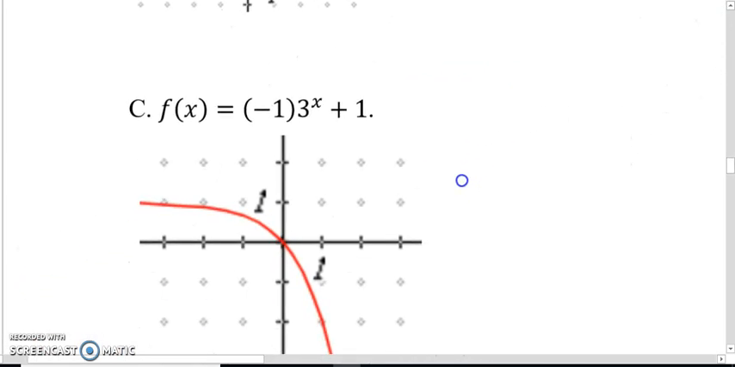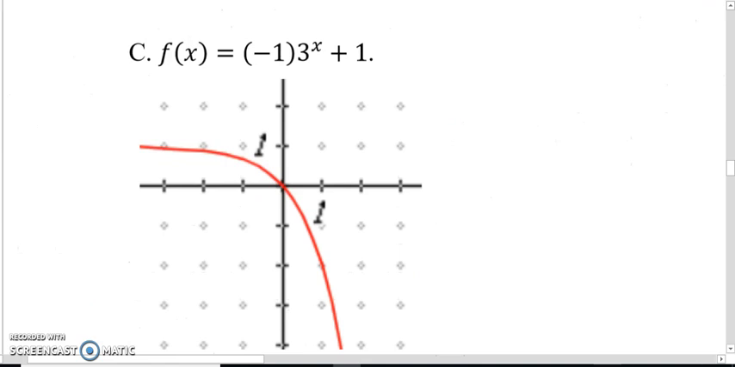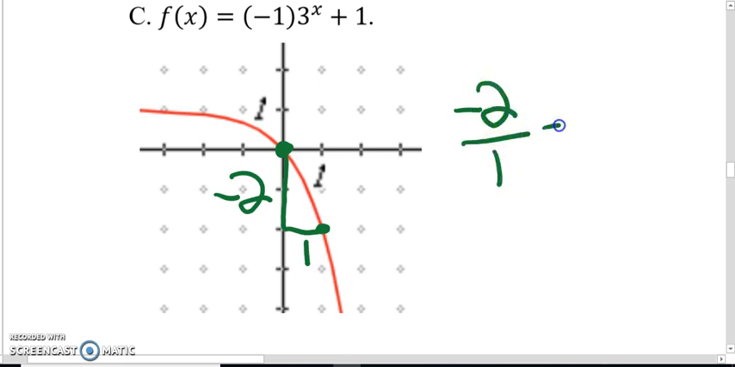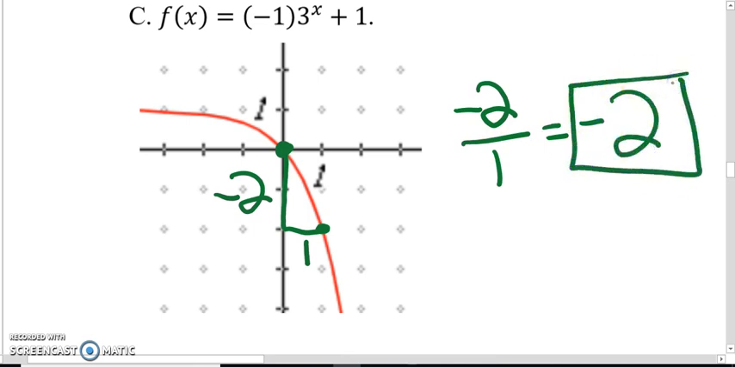And last but not least, part C, f of x equals -1 times 3 to the x power plus 1. I'm going to plot a point at x equals 0, and I'm also going to plot a point where x equals 1. So again, left to right, I went down 1, 2, so that's -2 over 1. Again, can I simplify that? Yes, I can simplify that to -2. -2 would be my final answer.